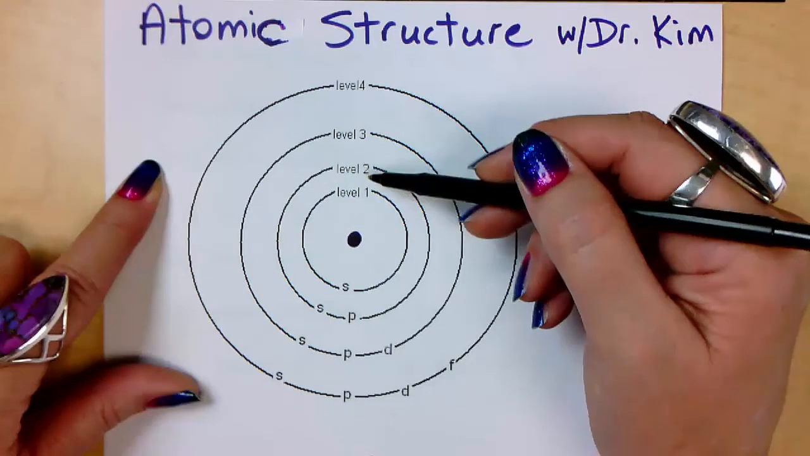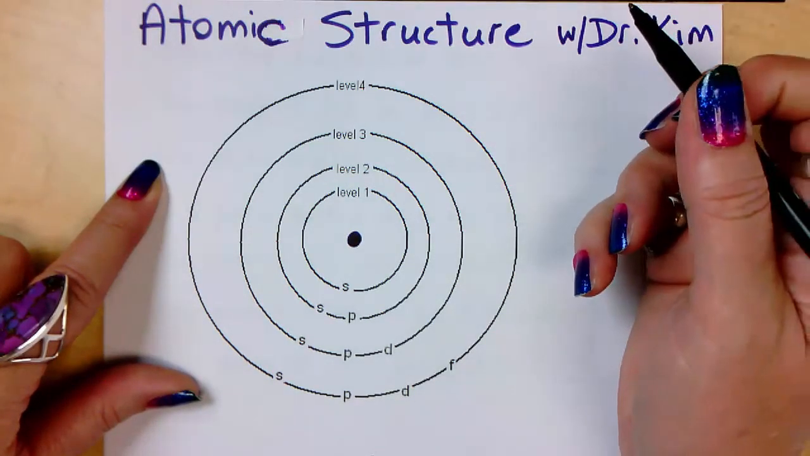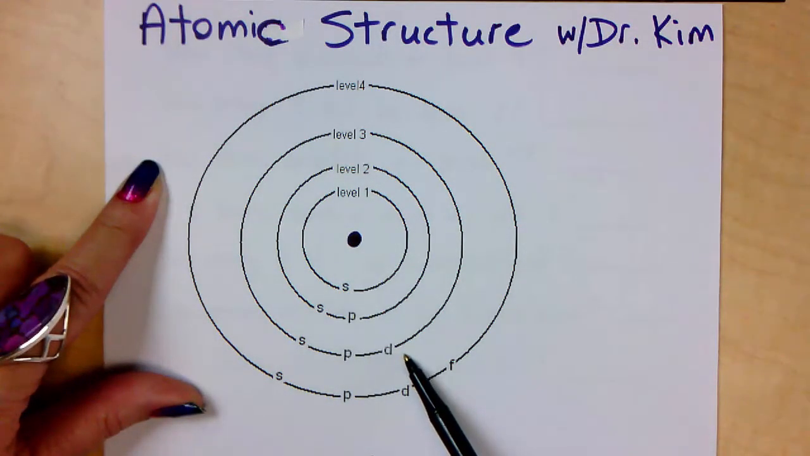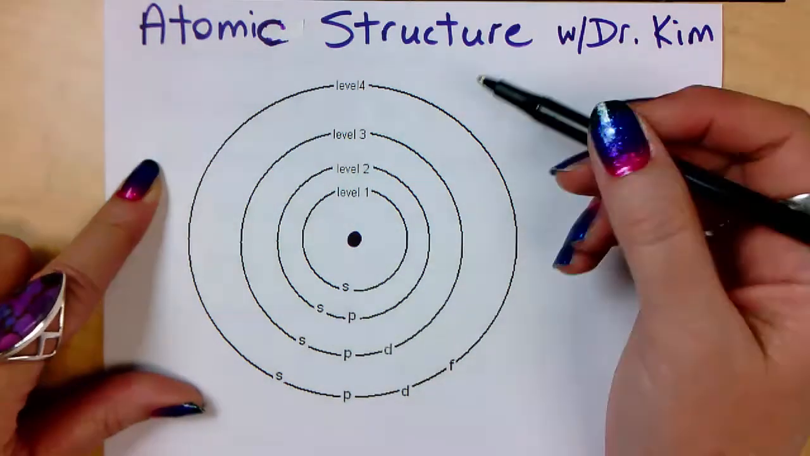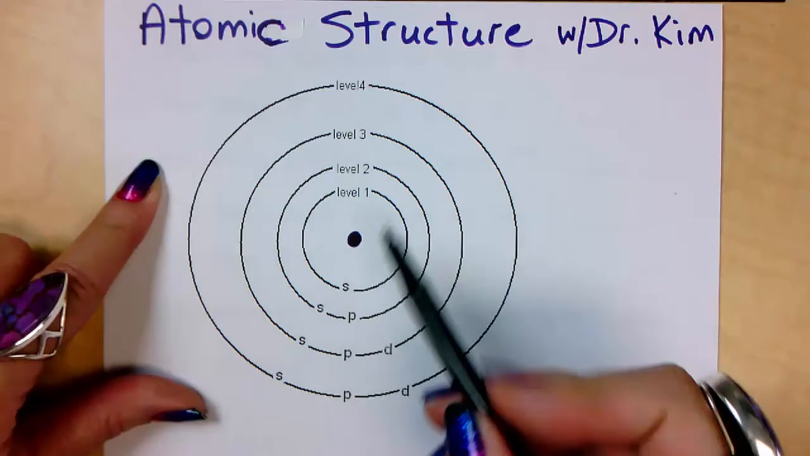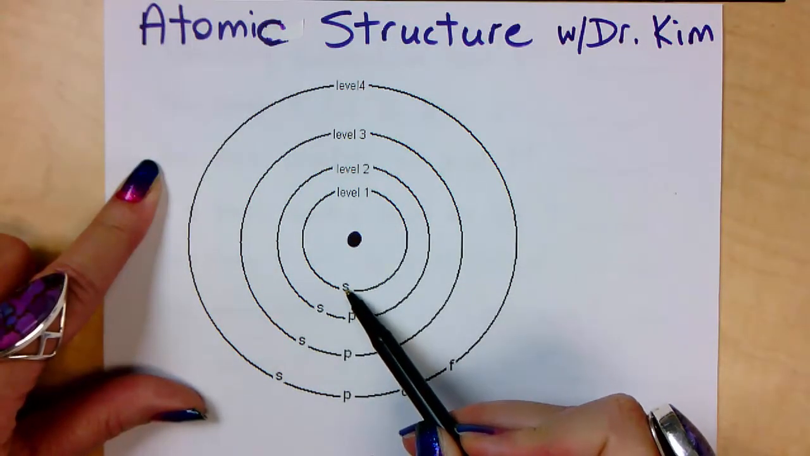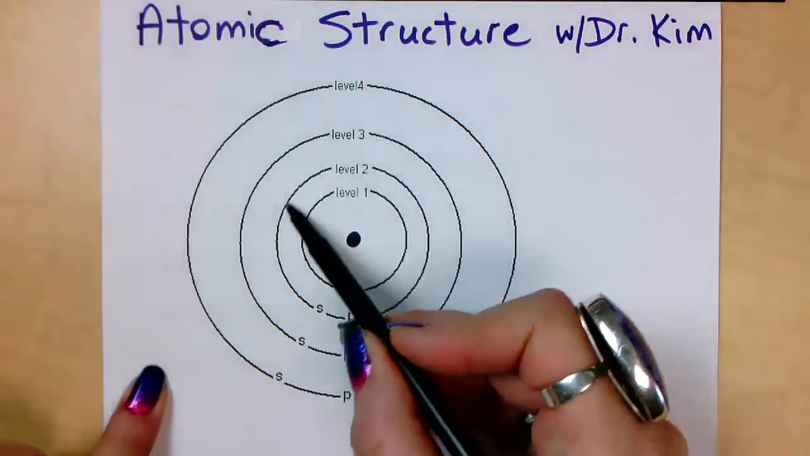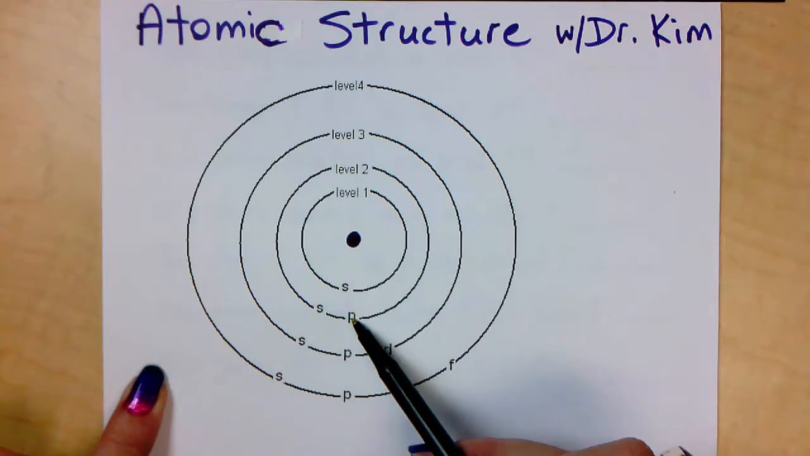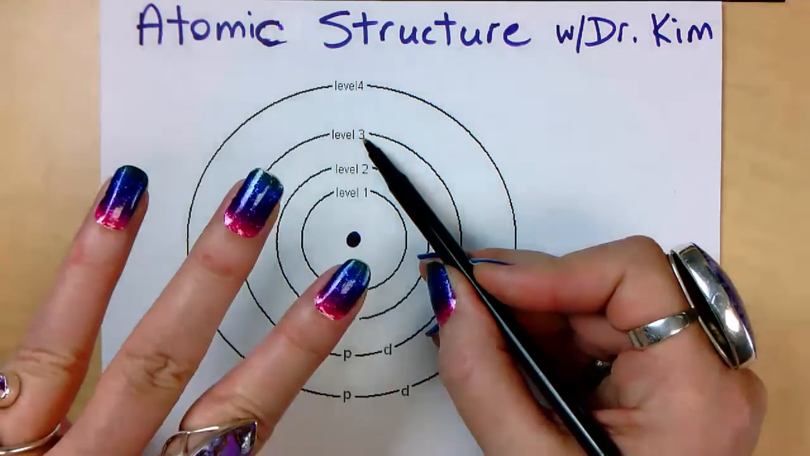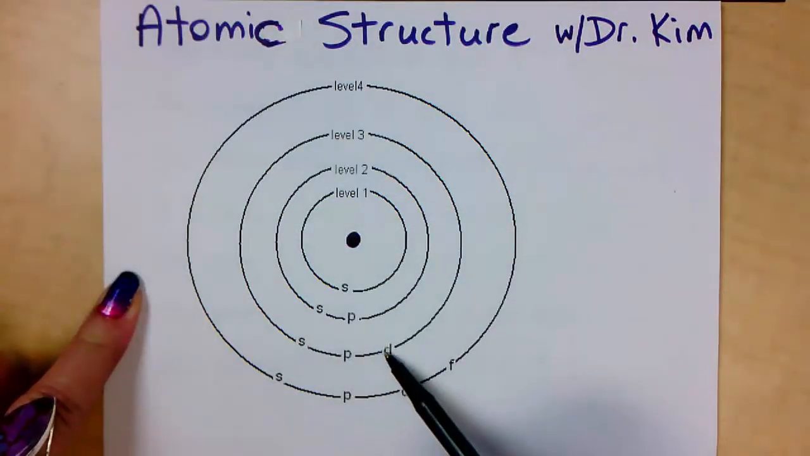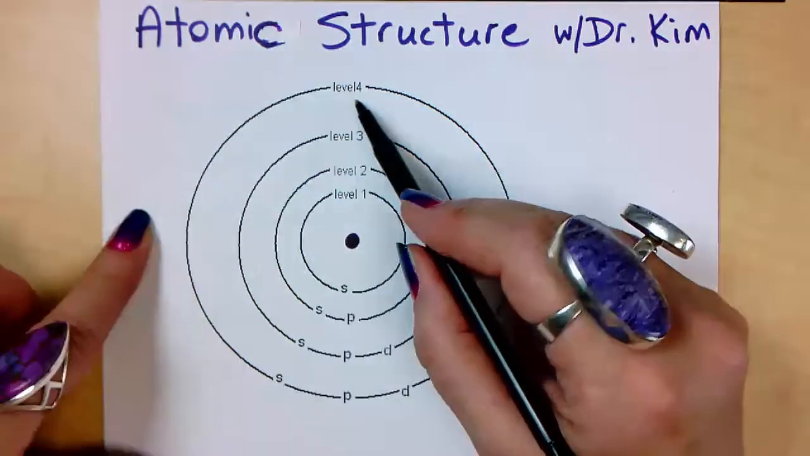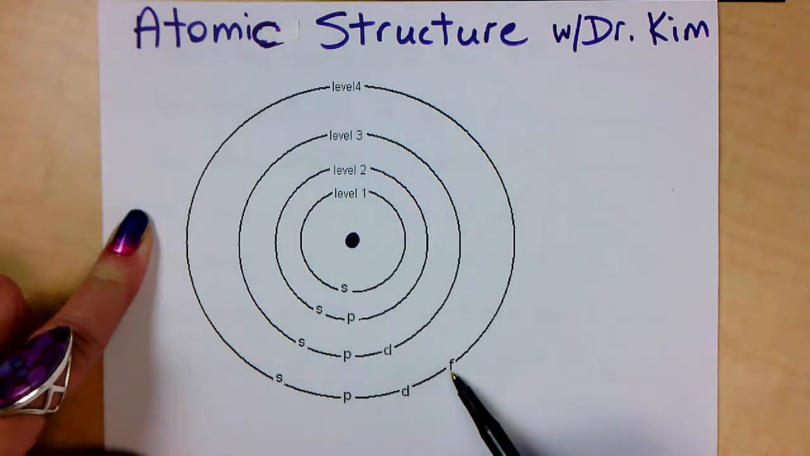Now, the levels are broken down into sublevels. Sublevels are called S, P, D, and F. On the first level, because it's so small, there's only enough room for an S. That's it, just the S. On the second level, there's room for 2 sublevels, so we have S and a P. On the third level, there's room for 3 sublevels, S, P, and D. And then on the fourth level, there's room for 4 sublevels, S, P, D, and an F.